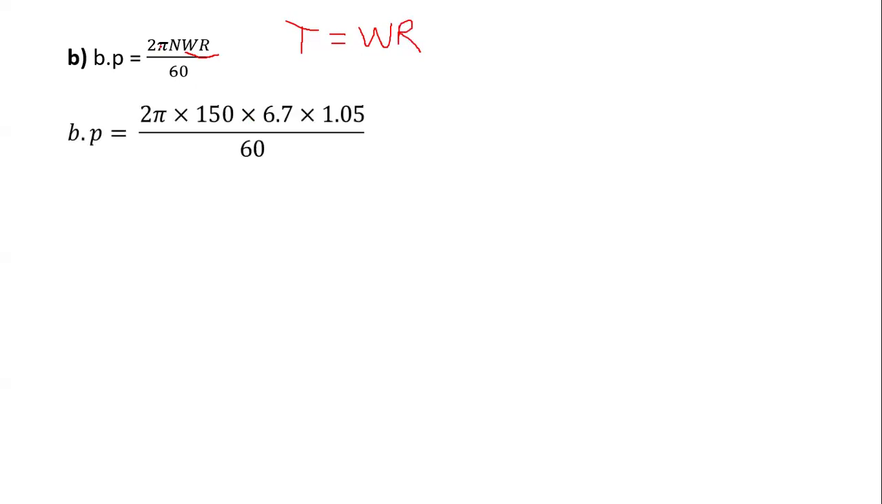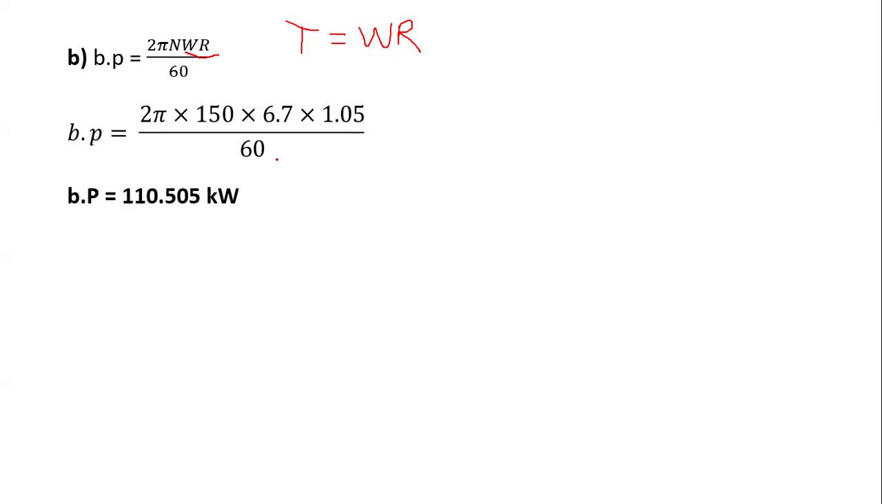So then we substitute, this is my 2 pi. In place of n, I'm using the engine rotational speed, which is 150. Then multiply by the load on the dynamometer, which is 6.7 kilonewtons, multiplied by the radius at which this load is acting. So our R is 1.05. Divide everything by 60. The power you get is 110.505.